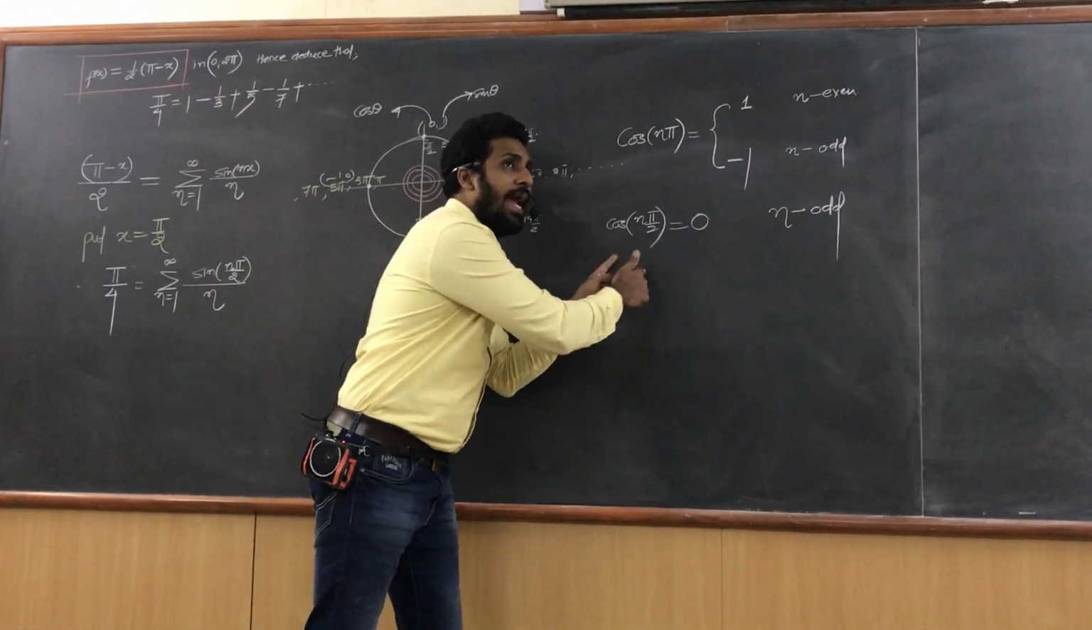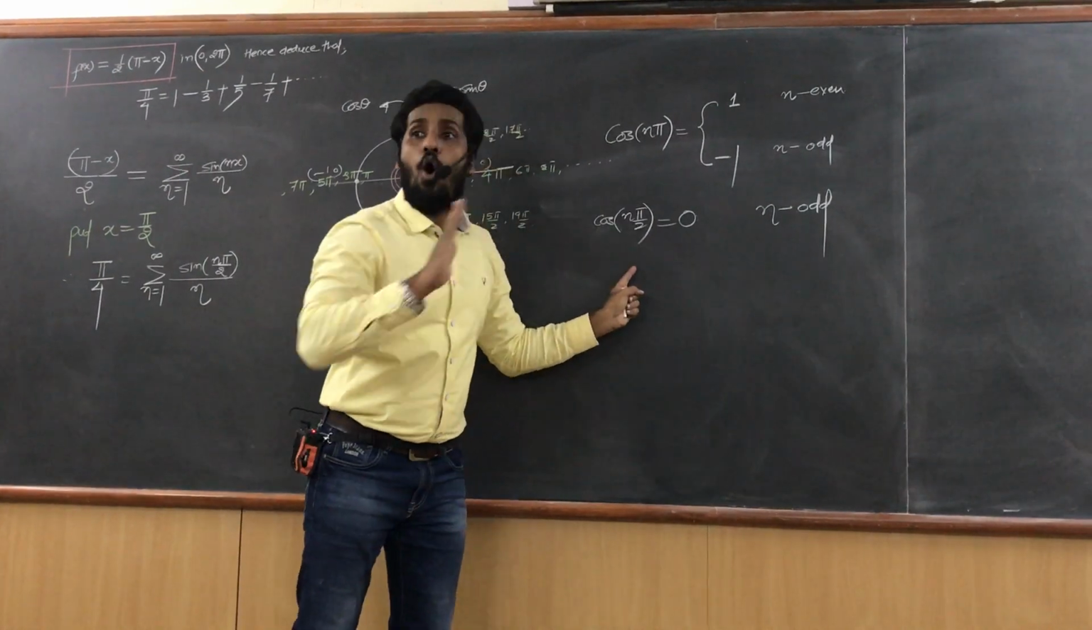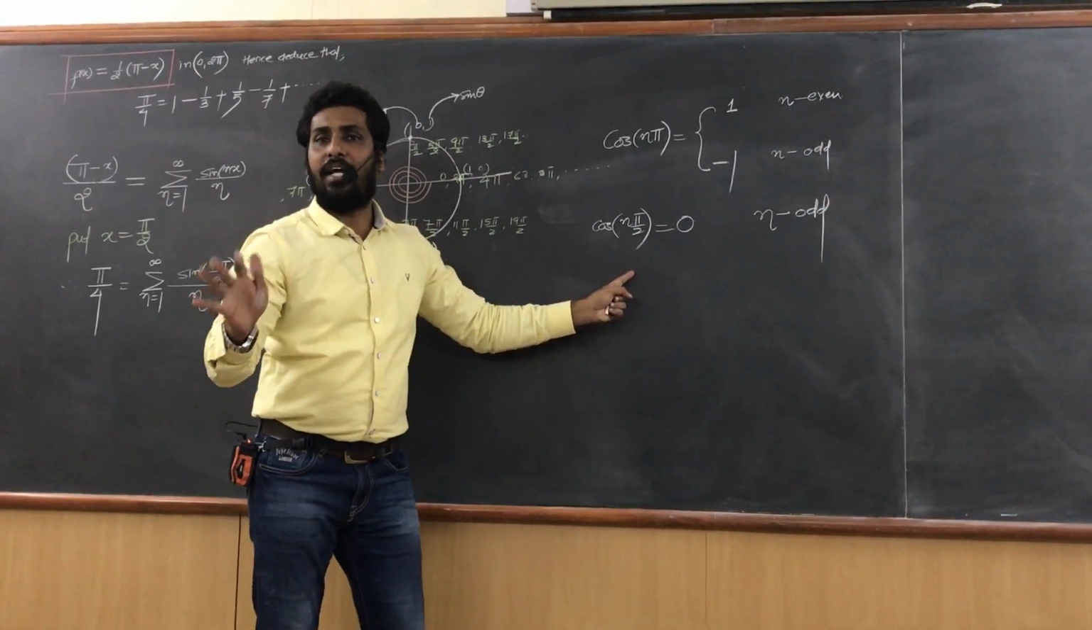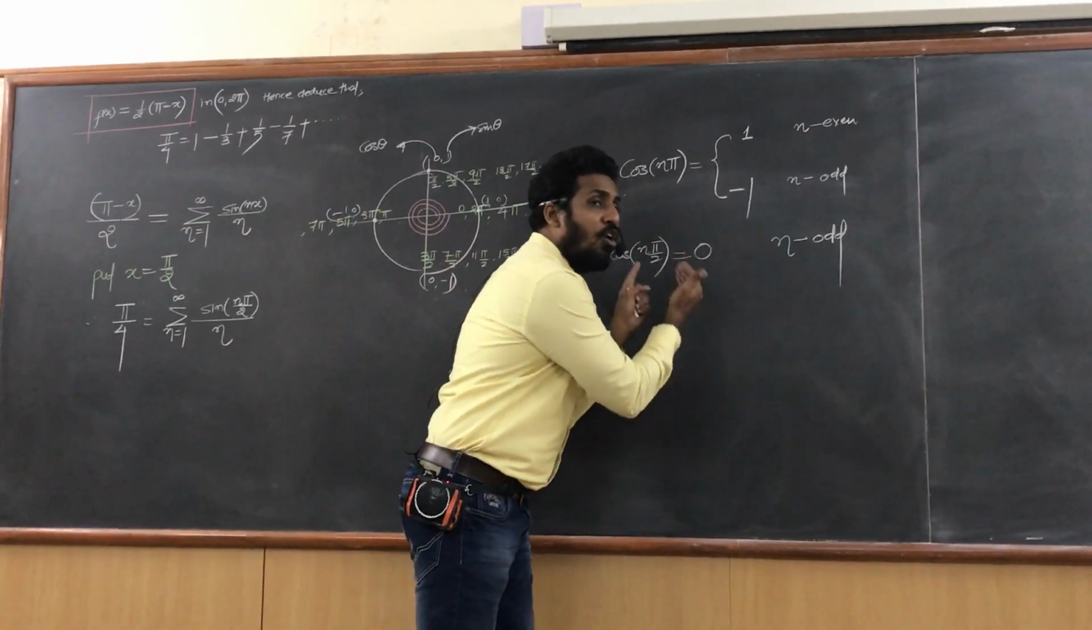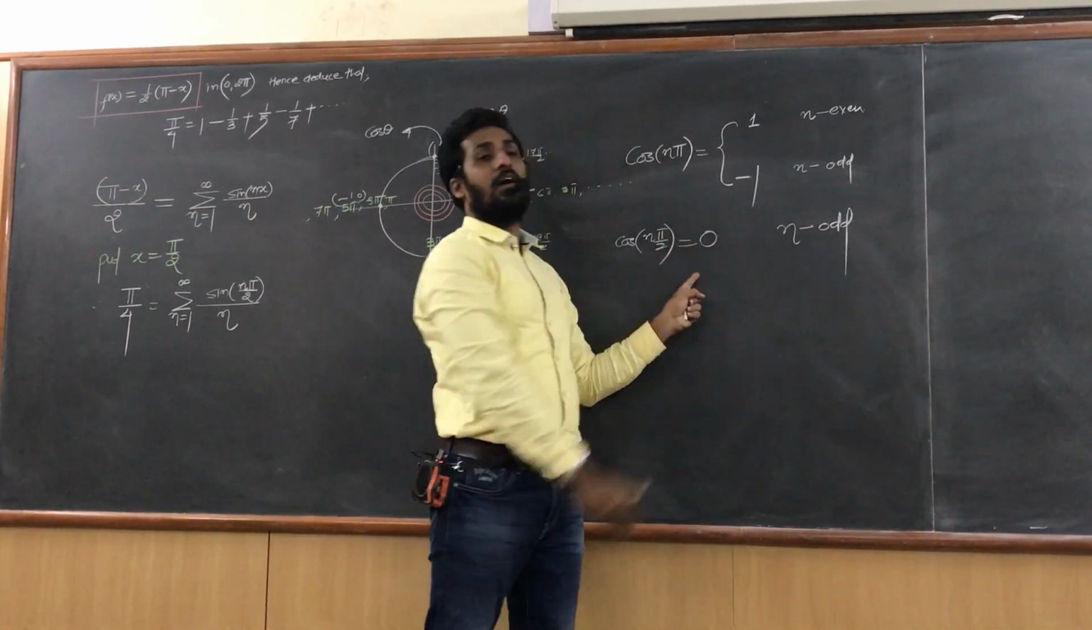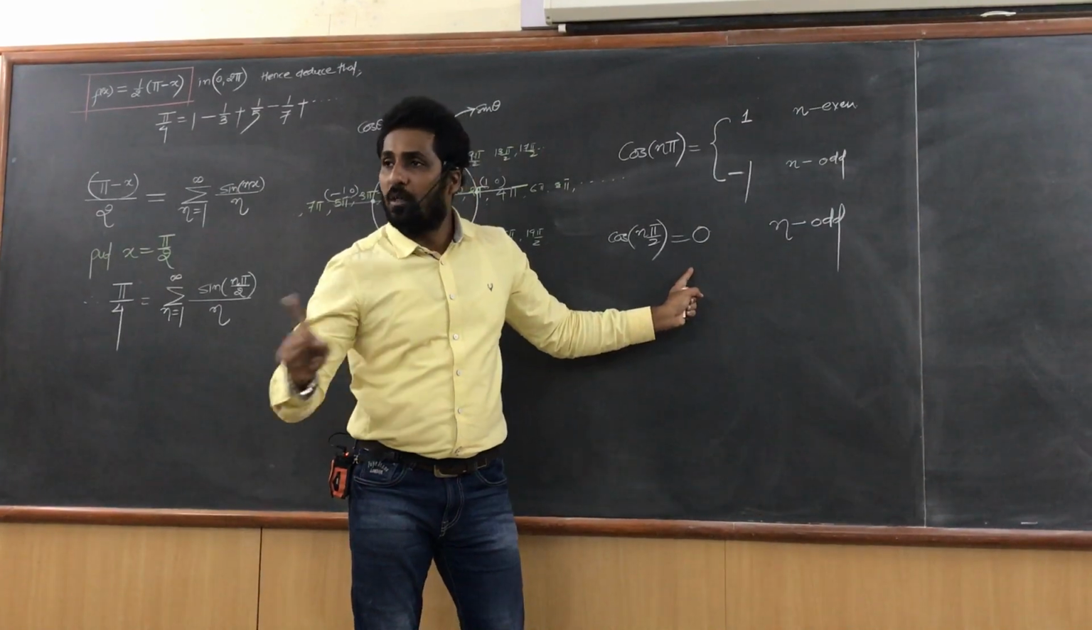And cos of n pi by 2, n is odd every time. 1, 3, 5, 7, 9, 11, 13, 15, कुछ भी रहने दो. So cos of odd multiple of pi by 2, always the answer will come how much? 0. सबको समझा क्या ये?